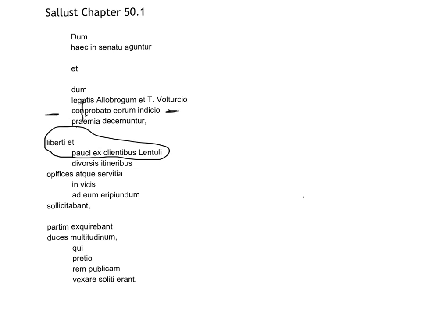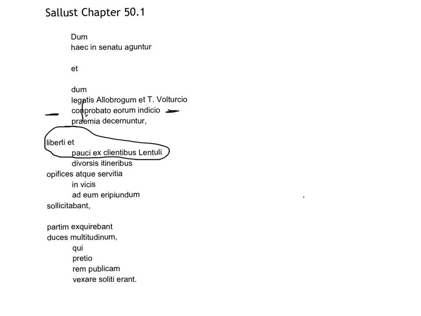Divorsis itineribus can mean literally with separate journeys, but I would take itineribus figuratively, like by different means or routes. So sollicitabant can mean disturb, but that's where you get the English word solicit. They were trying to get something. They were trying to get people to do something. By different means, they were trying to get these guys.